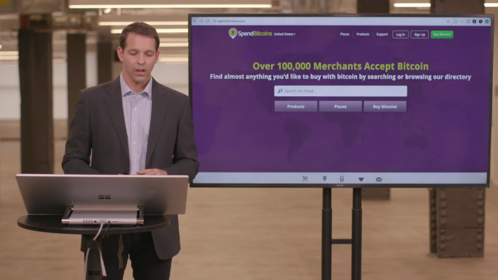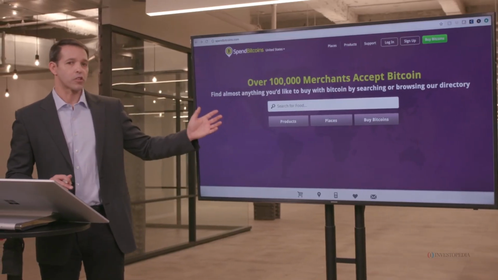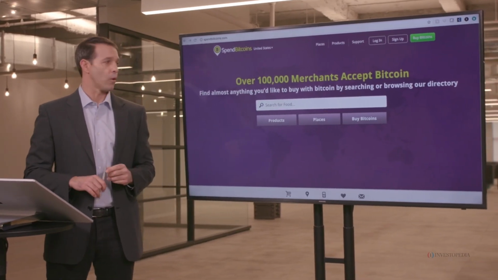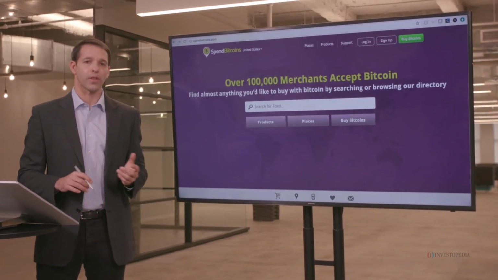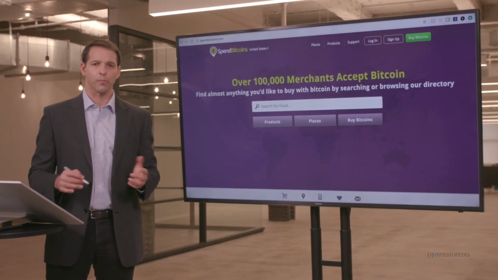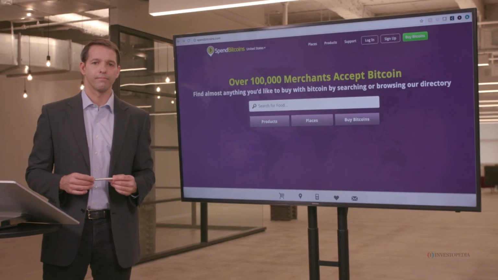And lastly, this is a website called spendbitcoins.com, and this will show you all the merchants that accept Bitcoin. And right now, it estimates there's over 100,000 merchants that accept it. So you can use websites like these to see if your cryptocurrency can be spent somewhere.